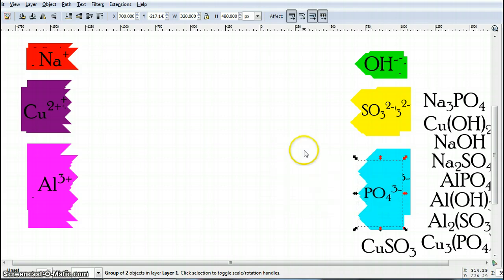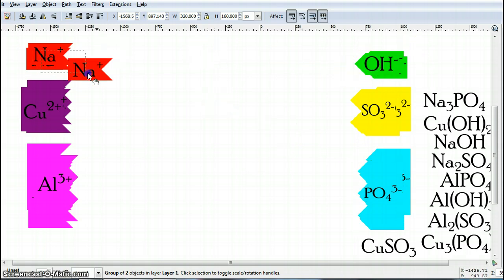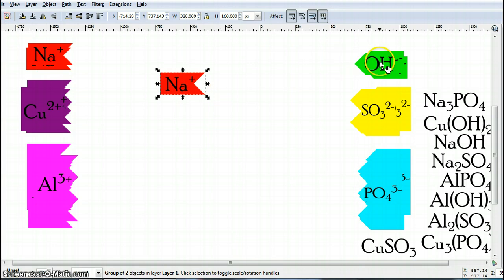Now, what we're going to do is put these together. Everything is the same as before, except these ions have more than one symbol in them. So when we put them together, for example, if I took Na and I brought the OH together, we see that they fit just like the pieces of a puzzle like we did in the previous lesson.